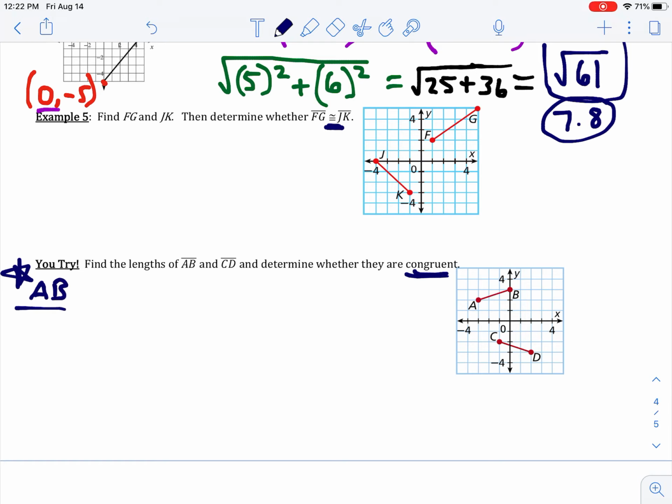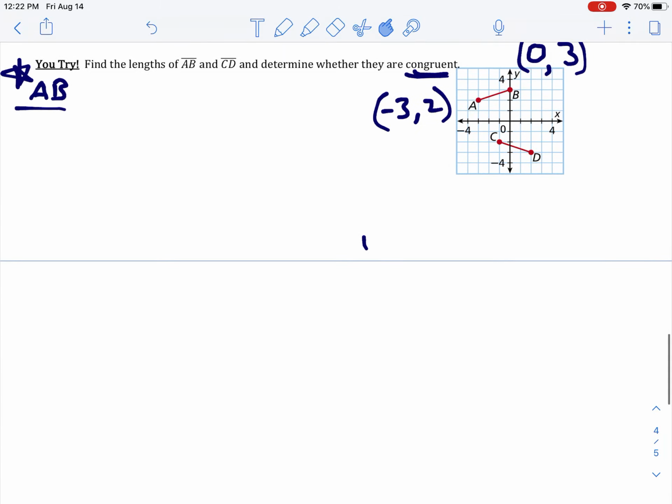I'm going to write the coordinates for A and B. So A, if I start at 0, 0, I have to go over 1, 2, 3. So I went -3 first, and then I went up 2. So there's my coordinates for A. If I'm going to do B, I started 0, 0 in the middle. I don't have to move left or right, so that's a 0. And then I'm going to go up 3, 0, 3. All right, we've got our coordinates, so let's begin to put these in.